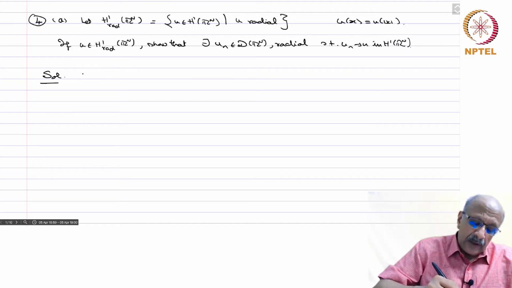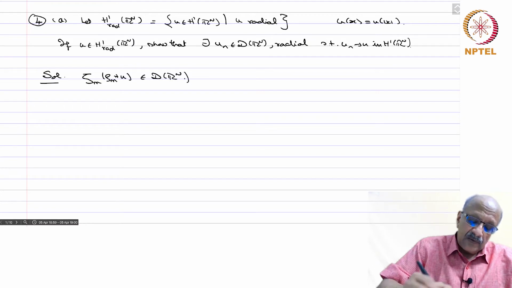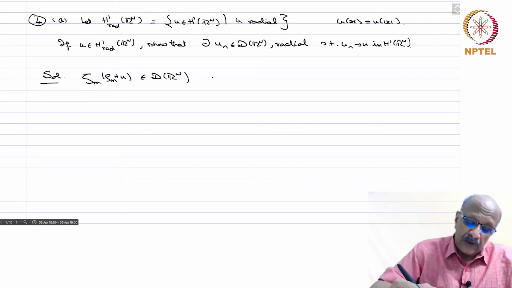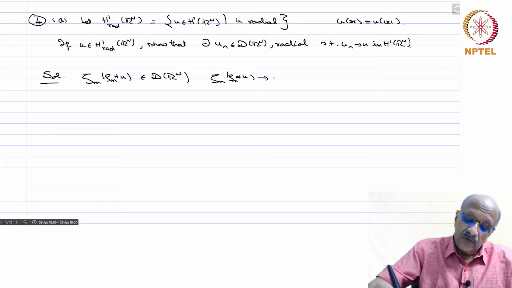So we know that zeta_m times rho_m star u belongs to D of Rn. Zeta is the usual function, support of zeta in the ball of radius 2. Zeta is identically 1 in the ball of radius 1, 0 less than or equal to zeta less than or equal to 1. Zeta_m is zeta of x by m. Okay, so this is the usual standard thing, and zeta_m times rho_m star u converges to u in H1 of Rn.